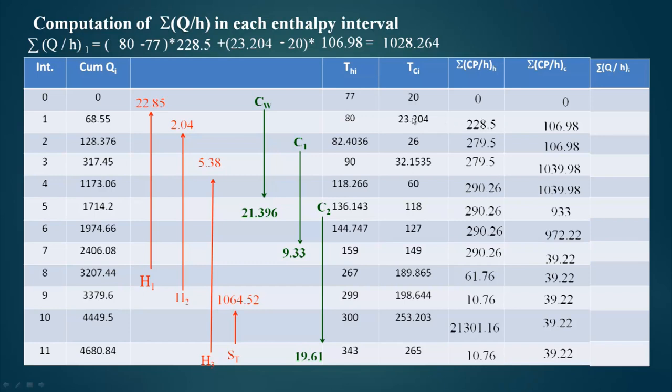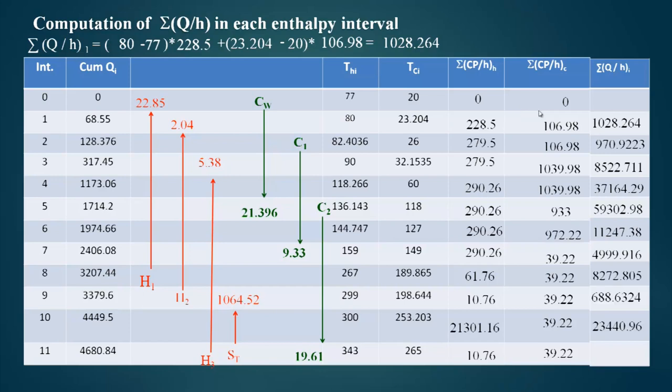plus then 23.204 minus 20, these are delta T values, into summation Cp by h values. So, this is multiplied by 106.98, and when we add these two terms, we get 1028.264. In this Q by h term, the Q for the cold as well as Q for the hot is considered, and that is why we are adding two terms. So, this result goes here. Similarly, for the next we can compute and we can fill up these Q by h values.